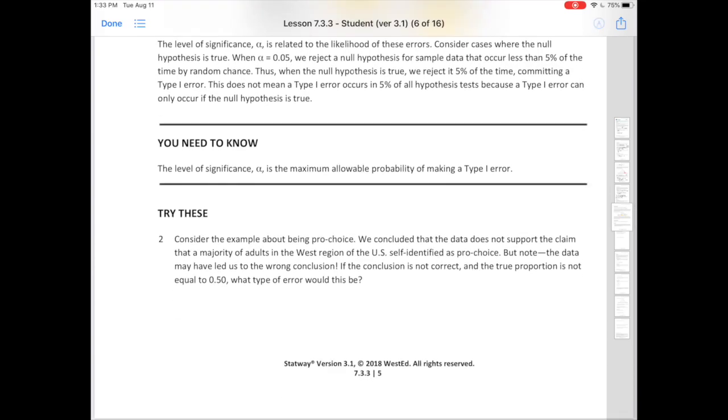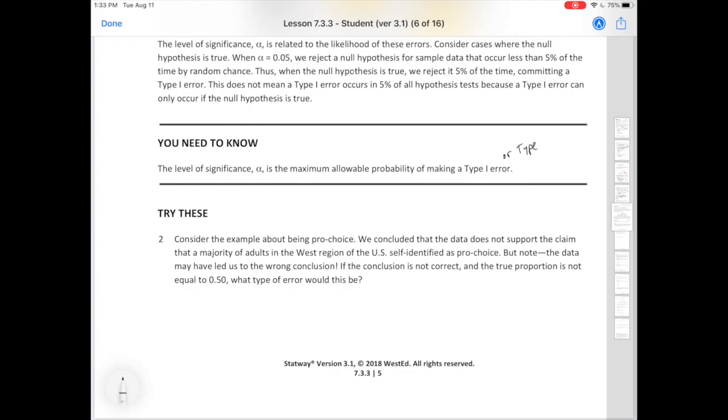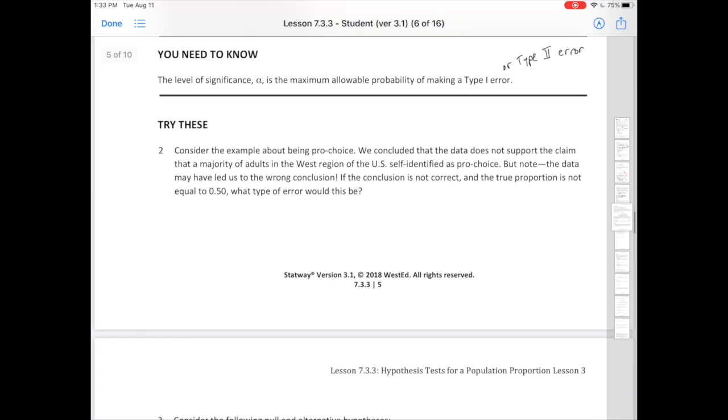Okay. By the way, this should say type 1 or type 2 error. Right, did they call it that? Yes, okay. So try these.